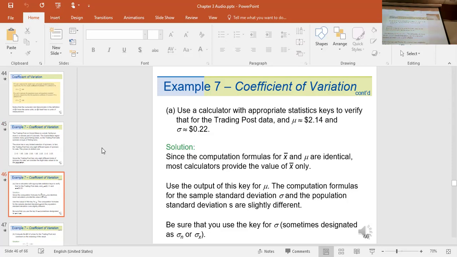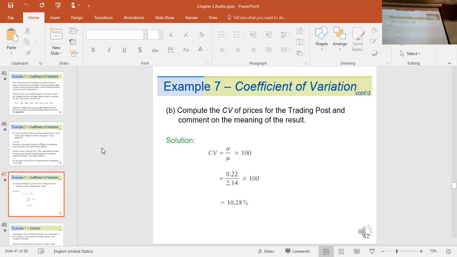If you are using your calculator, you will see two standard deviations, S and sigma. S is for the sample, sigma is for the population from your calculator. For those who are using Excel, you will only have the answer for sample. When you see your answer not the same as the one you have, just ask the question, because I might not remember all of these details. So anything you feel like a little inconsistent, just ask, I will explain, and we will learn more. So we have a coefficient of variation of 10.28%.